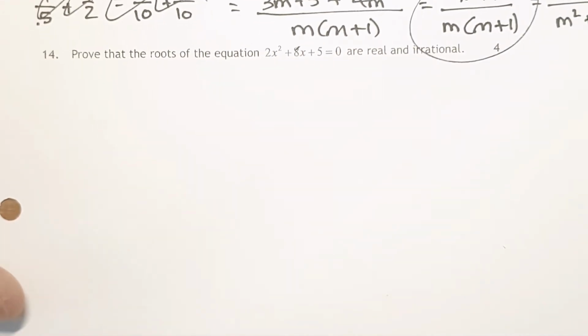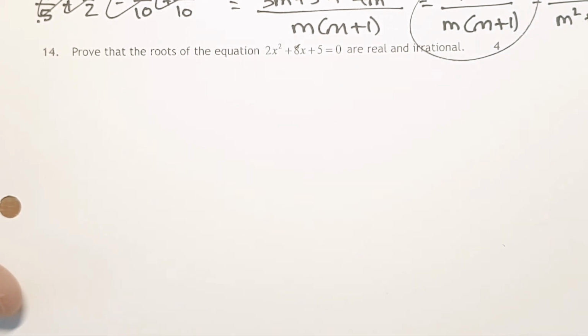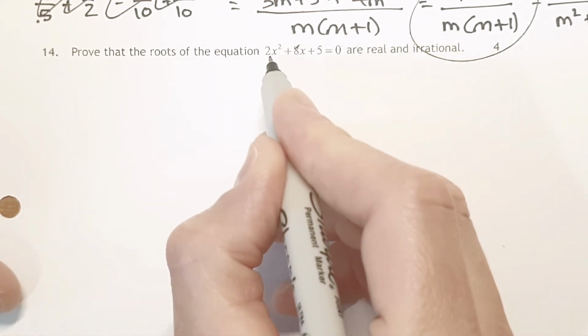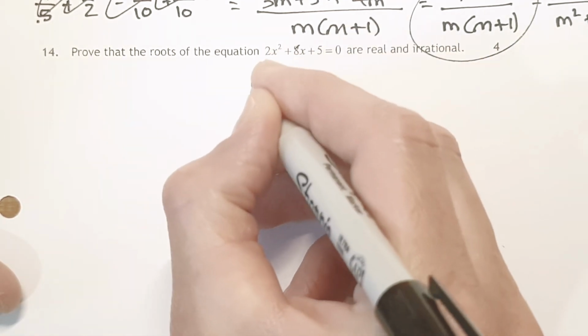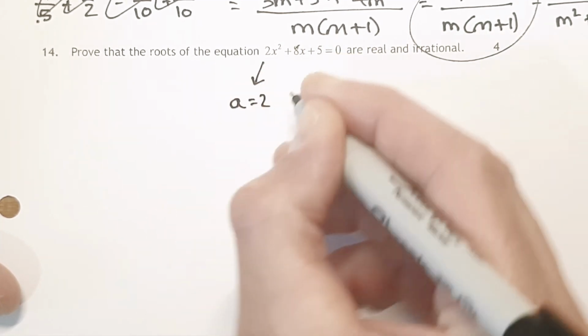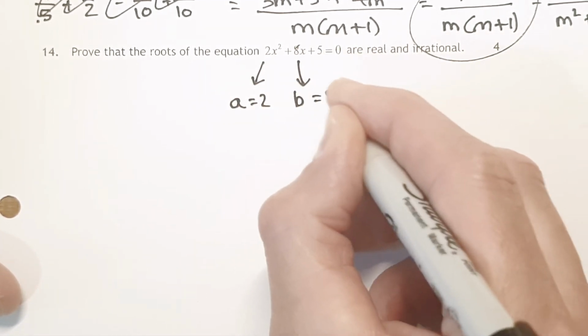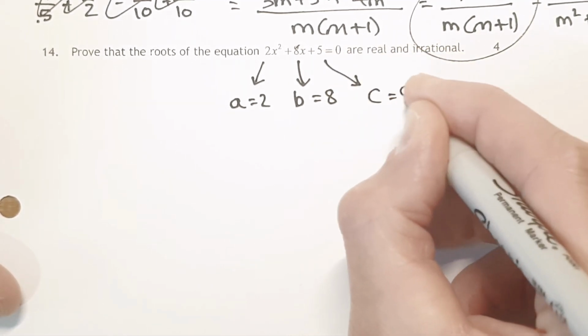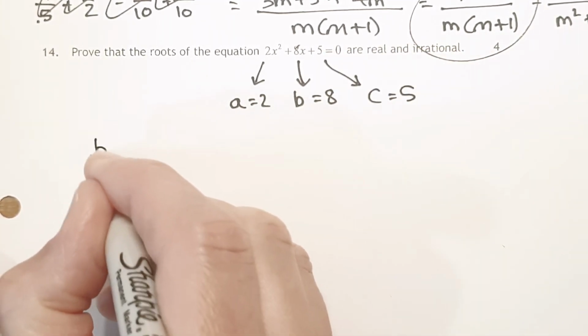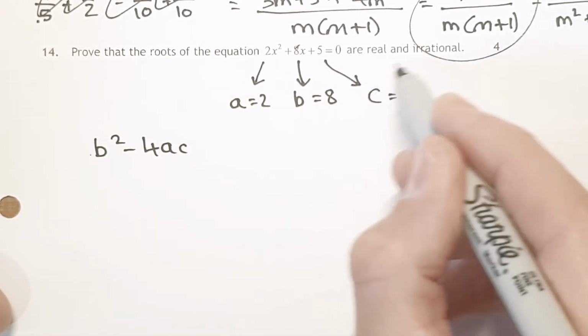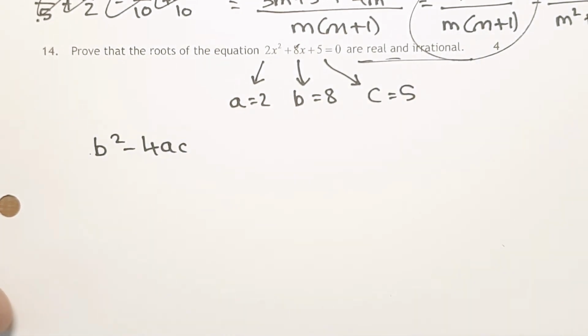And in question 14, last one in the paper, we've got to prove that the roots of the equation are real and irrational. So we're going to use the discriminant. So we've got 2x squared plus 8x plus 5. That means the coefficient of x squared is a, the coefficient of x is b, and your constant is c. So therefore, b squared minus 4ac. Now it's telling us they're real and irrational, so we're expecting them to either be the same root or two different ones. It doesn't specify if they've got two distinct roots or just equal roots. We don't know that yet, so we'll find out in just a second.